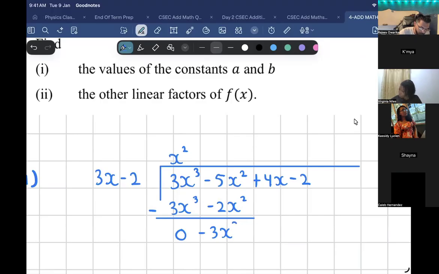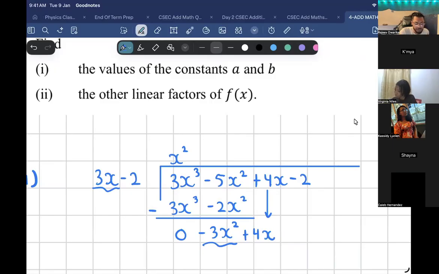Try to remember long division. What next? You bring down the 4x, right? And then the whole process starts back again. So what would I multiply 3x by to get back minus 3x squared? 3x.